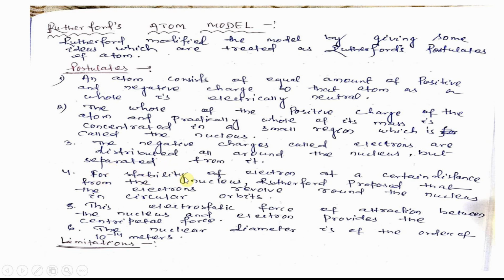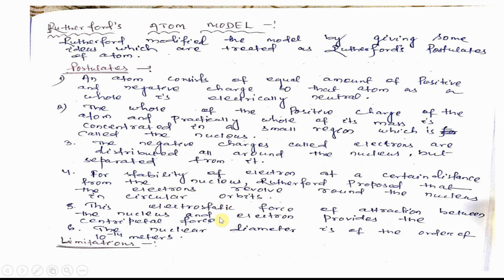And for the stability of the electron at a certain distance from the nucleus, Rutherford proposed that the electrons revolve around the nucleus in circular orbits. So how does the electron exist? The electron is just revolving around the nucleus in a circular orbit, but there is no fixed orbit. Ultimately they are just revolving.